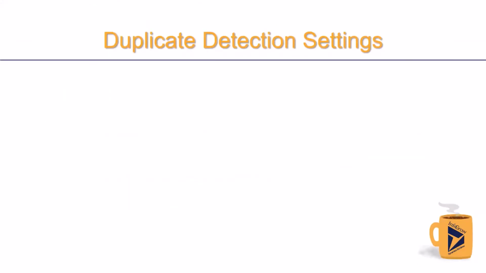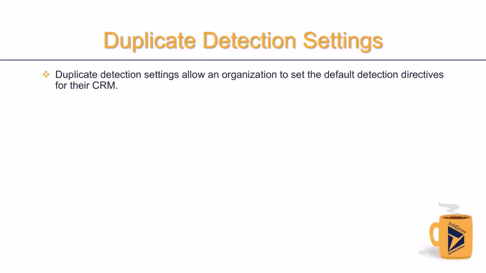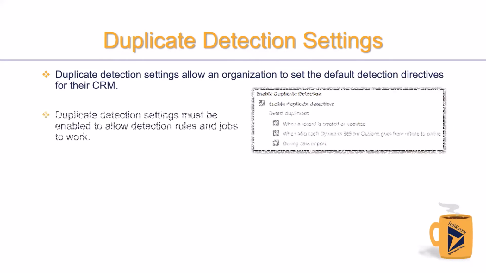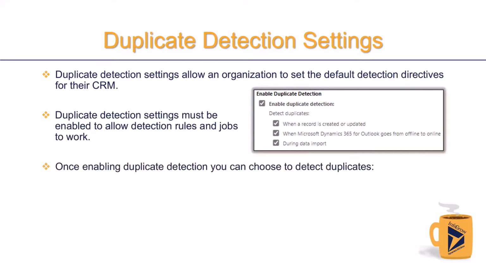Now on to duplicate detection settings. These settings allow you to set the default detection directives for your CRM. In order for duplicate detection rules and jobs to work, you first have to enable these duplicate detection settings. After they have been enabled, available are the options to detect the following. When a record is created or updated, here the system will check for duplicates as user enters or updates records.